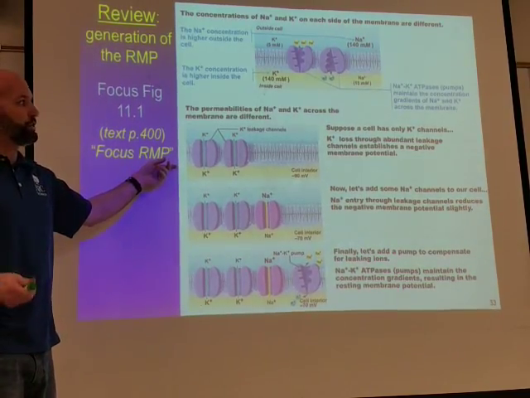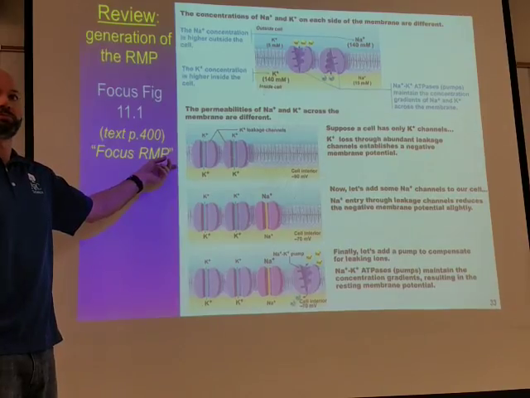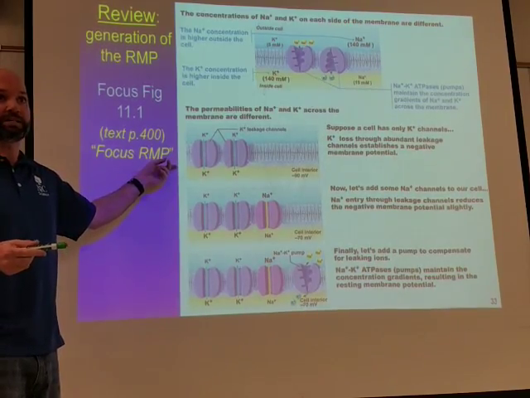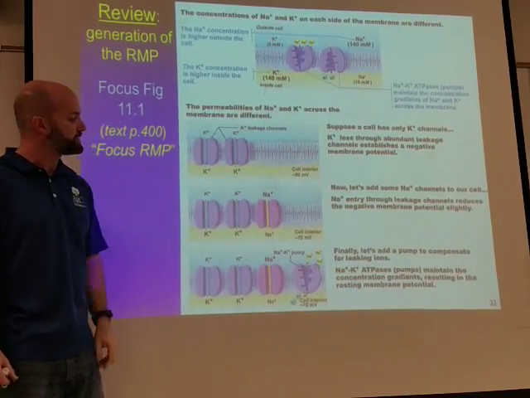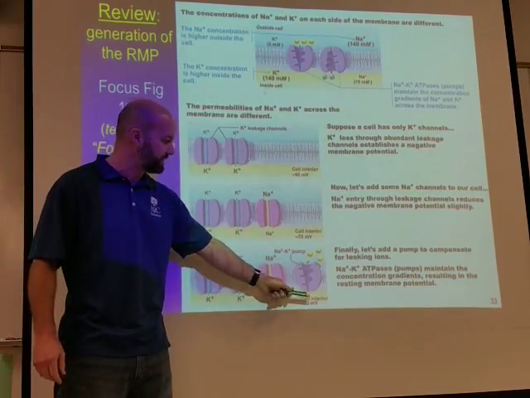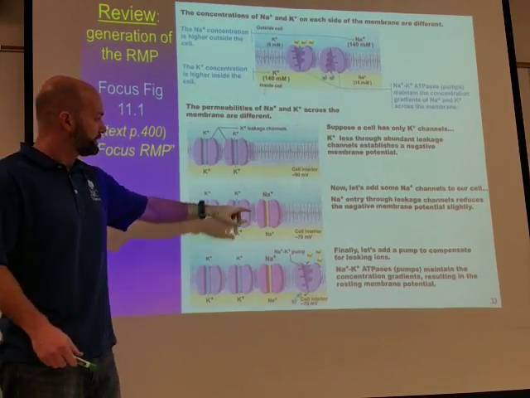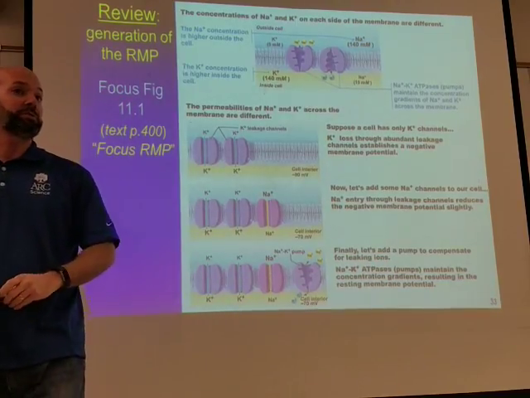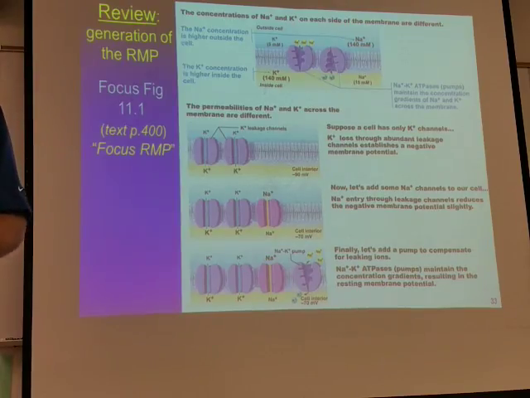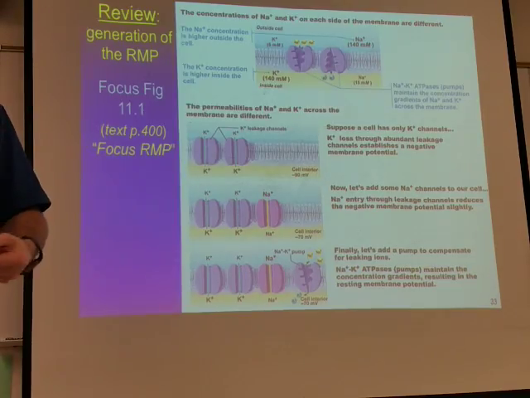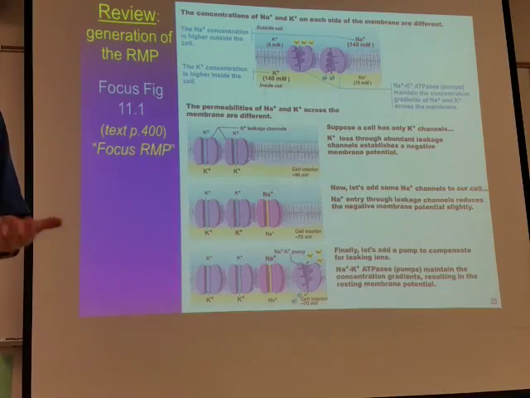At rest, all you have open are leak channels. But remember, you have a lot of leak channels for potassium, very few for sodium. So you have constant leakage of potassium, keeping the inside relatively negative at about minus 70 millivolts. The little bit of sodium coming in is what keeps the membrane a little more positive than minus 94, like minus 85 in a muscle cell or minus 70 in a neuron. But if there was literally no sodium leaking in, what would the resting membrane potential be? It would be potassium's equilibrium potential, because it would be the only ion moving.